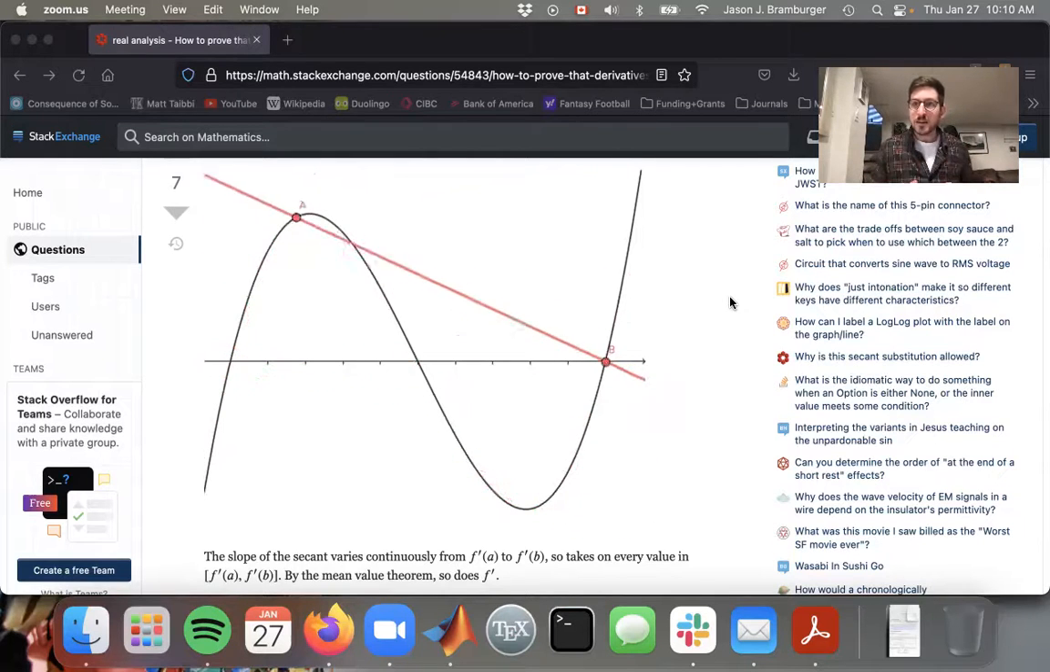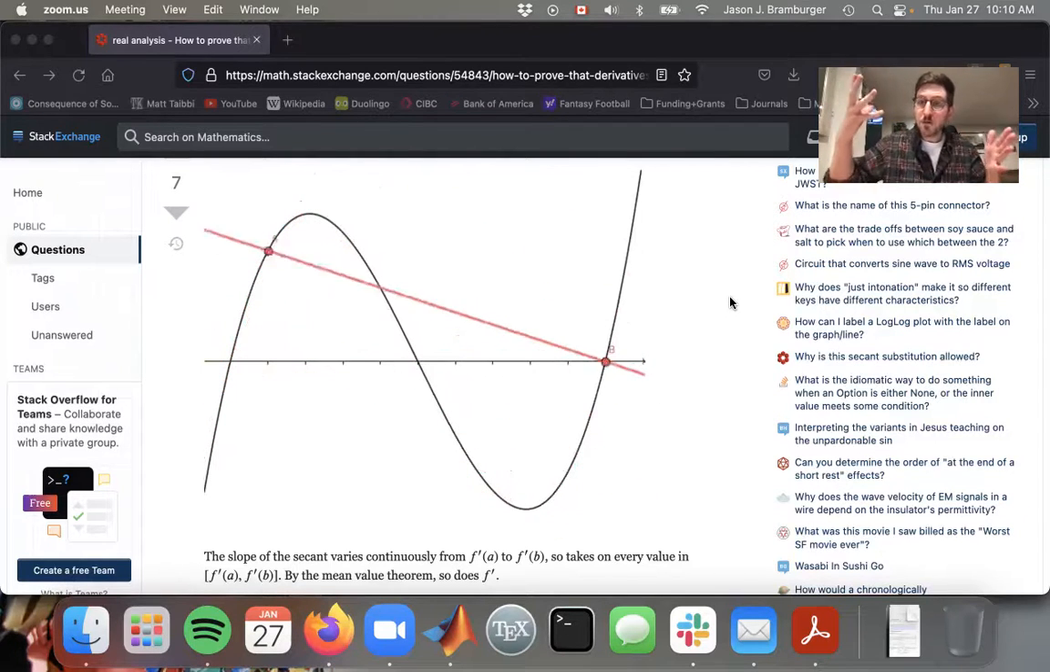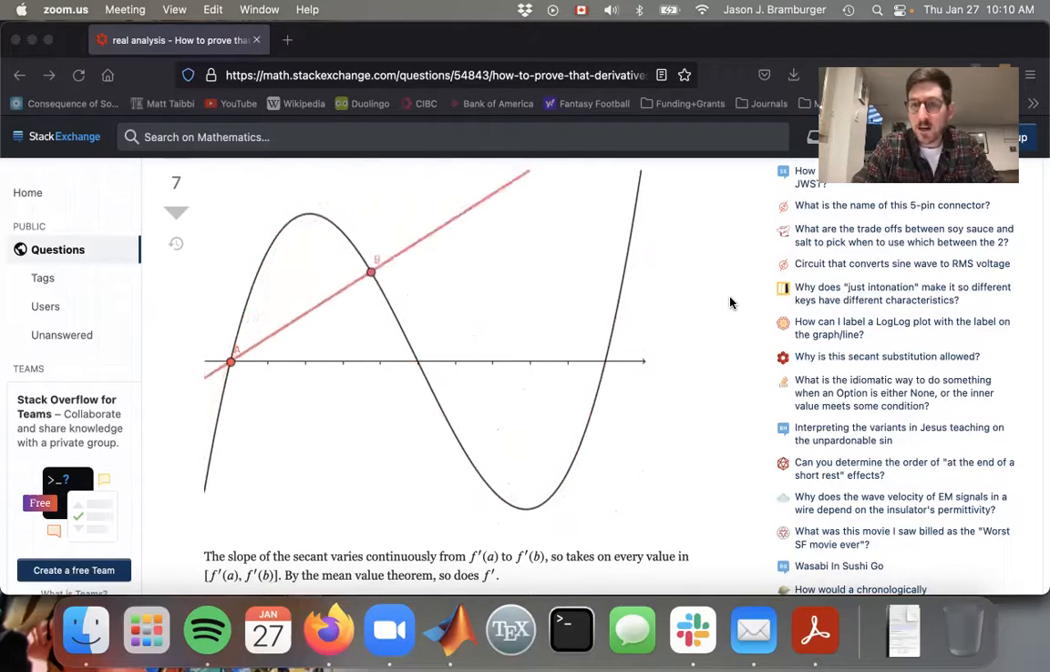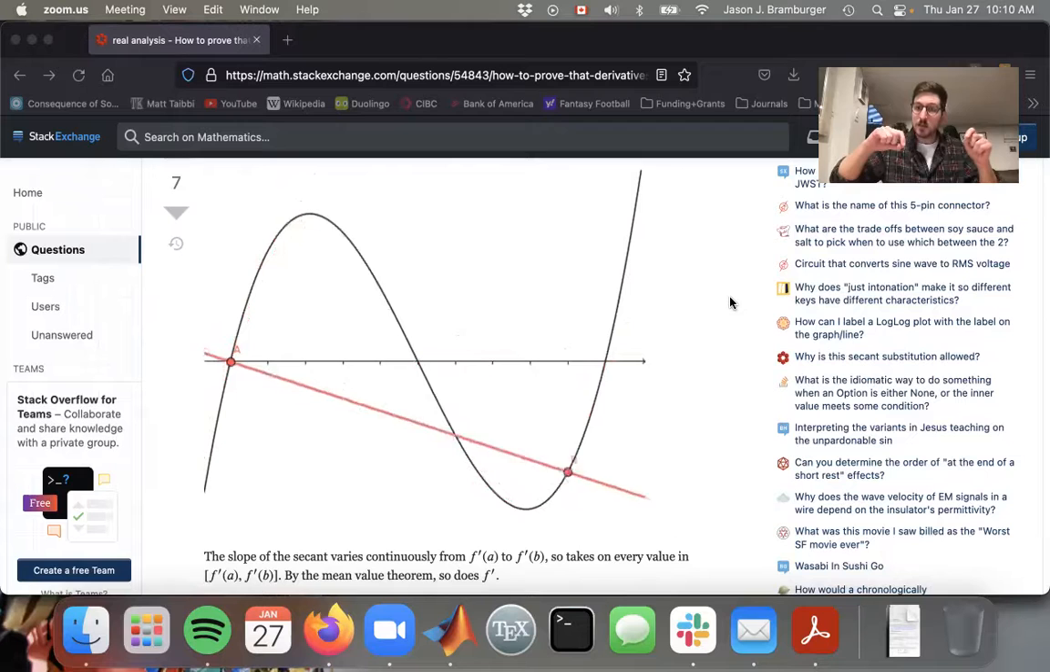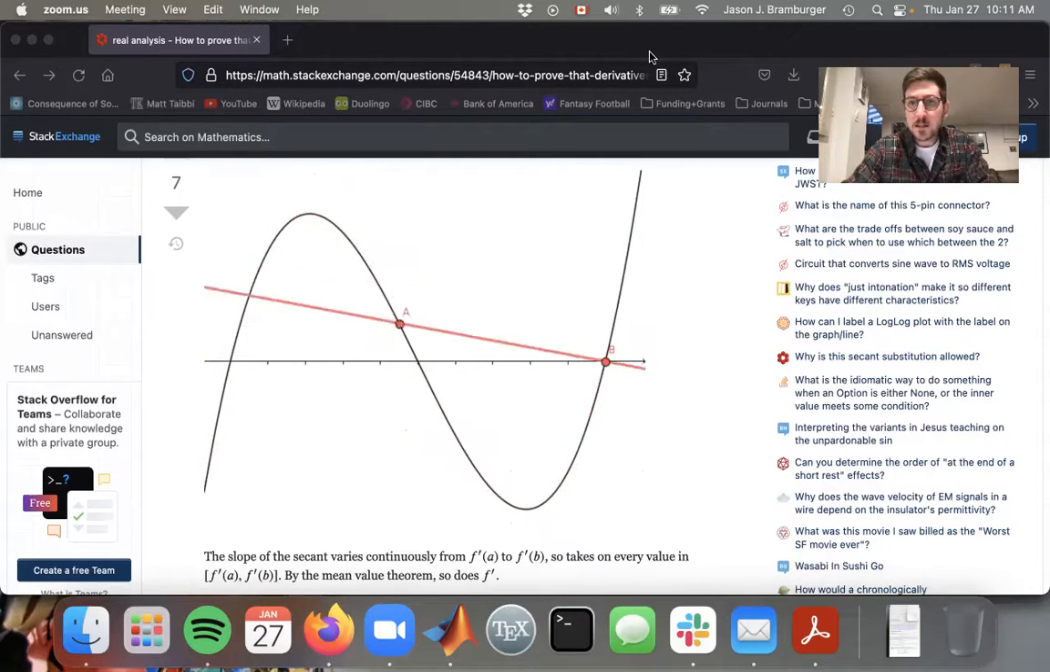And as you can see from the little explanation underneath, since the secant line takes on all of those values, well then, boom, we apply the mean value theorem, and it tells us that so does the derivative of f. So this is the geometric interpretation of this, and it's telling you that you use first the secants. Once you have the secants, then the mean value theorem tells you that your derivative takes on every value in here. Now, let's take a look at the proof of this.